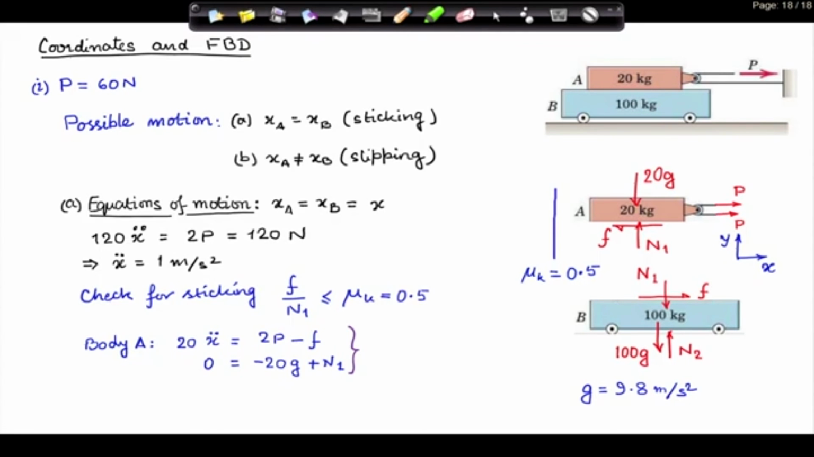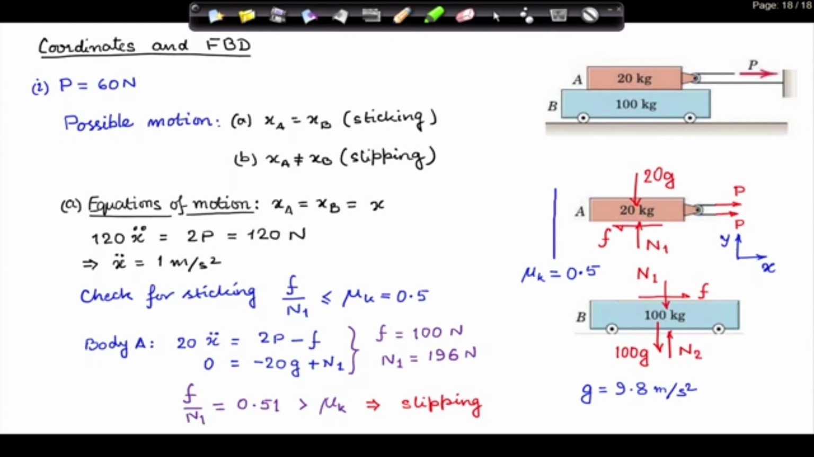In the vertical direction, the weight is minus 20 g, because I have taken the upward direction as positive, remember. So, minus 20 g plus N1 follows from the same free body diagram. From here I can solve for F and N1, because x double dot is known, and if you do that, you will get the friction force as 100 Newton, and the normal reaction as 196 Newton. If you take the ratio, it comes out to be 0.51.